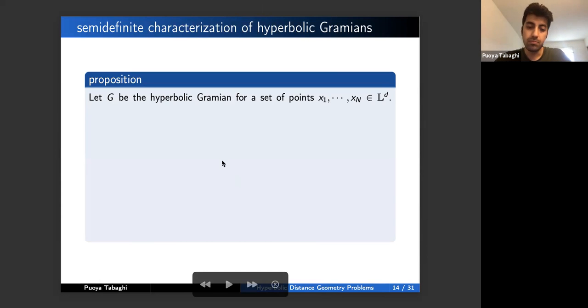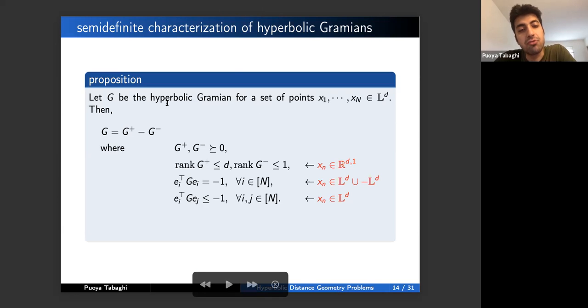Okay, so this proposition formalizes our claim. Let G be a hyperbolic Gramian for a set of n points. Then we can write G as the subtraction of two positive semi-definite matrices. G is not a semi-definite matrix itself, right? And there is a rank constraint for G plus and G minus, which ensures that G encodes all the Lorentzian inner products. All the diagonal elements of G must be equal to -1, to ensure that the inner product of every point with itself is -1 by definition.